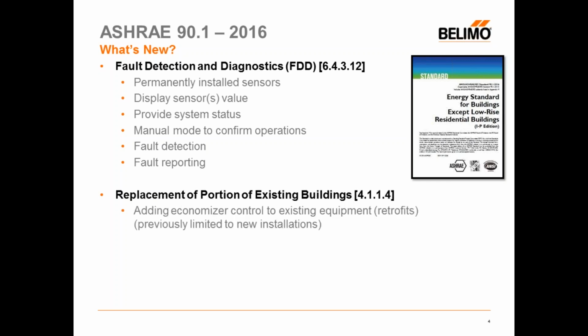The second update in 90.1 is the replacement of a portion of existing buildings. This new mandate states that the equipment must comply with these new standards set forth. This encompasses systems like economizers and fan speed control, which were previously limited to new installations only.